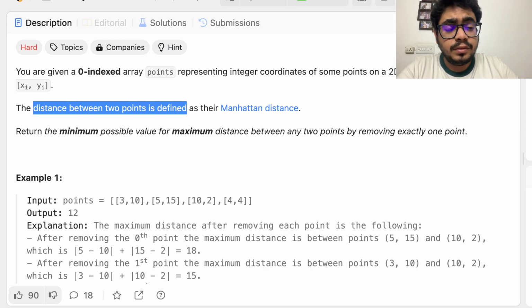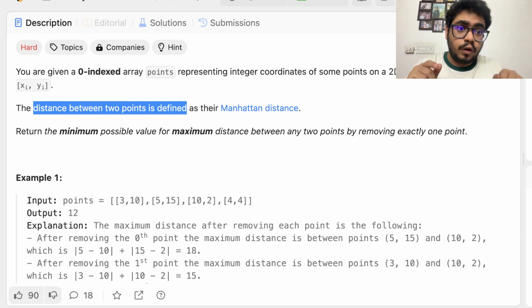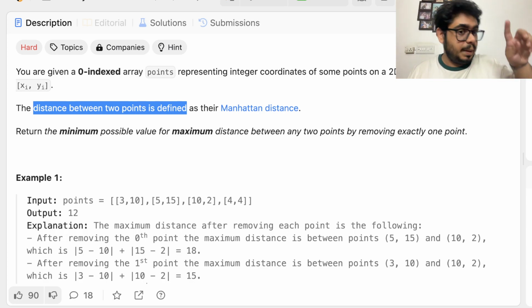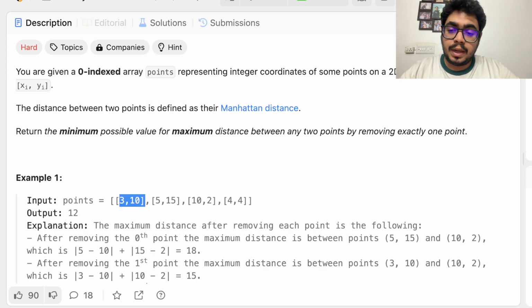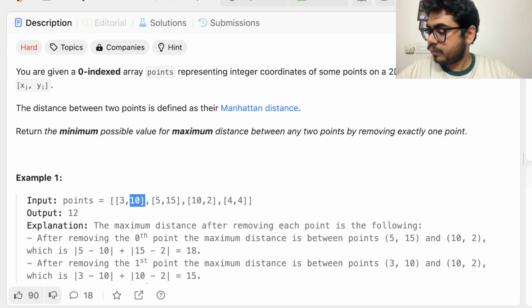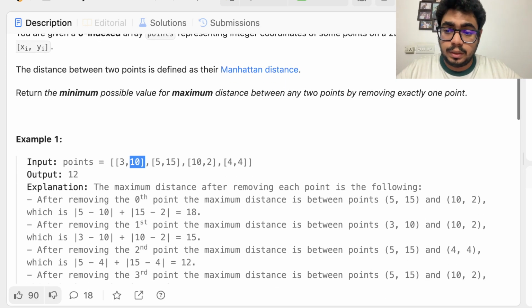So what is Manhattan distance? Absolute of the difference of their x coordinates plus absolute of the difference of their y coordinates. For example, if I talk about (3, 10) and (10, 2), then the Manhattan distance would be |10 - 3|, which is 7, plus |2 - 10|, which is |-8|, which becomes 8. So 8 plus 7 is 15, right? That is what Manhattan distance between 2 points means.